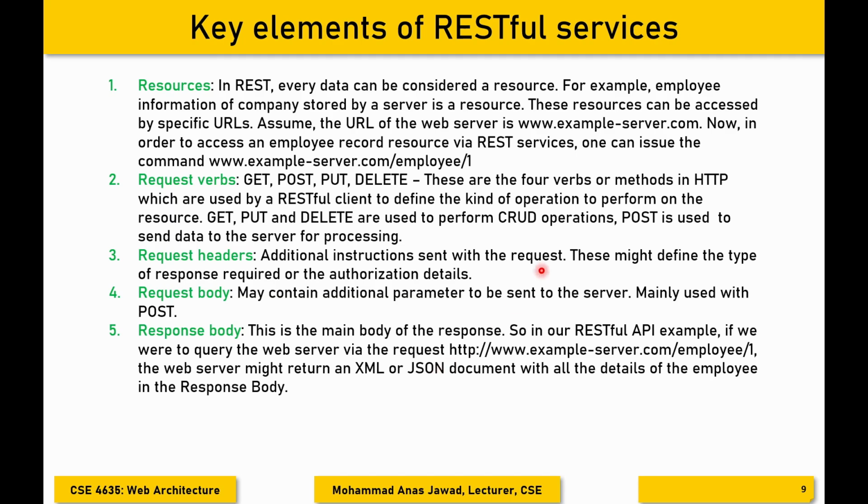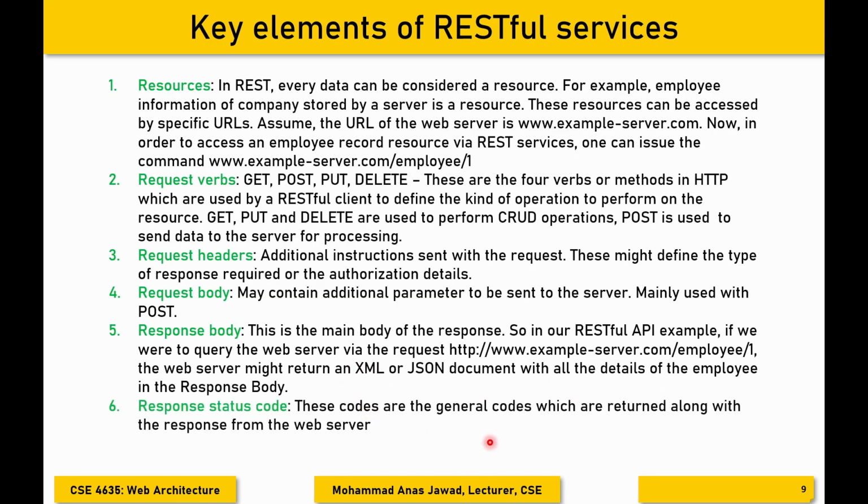So in our RESTful API example here, if we were to query the web server via the request exampleserver.com/employee/1, the web server might return an XML document or a JSON document with all the details of the employee in the response body. And last but not the least, we have response status code, which you are already familiar with. It basically just says what kind of response the server has sent to the client.